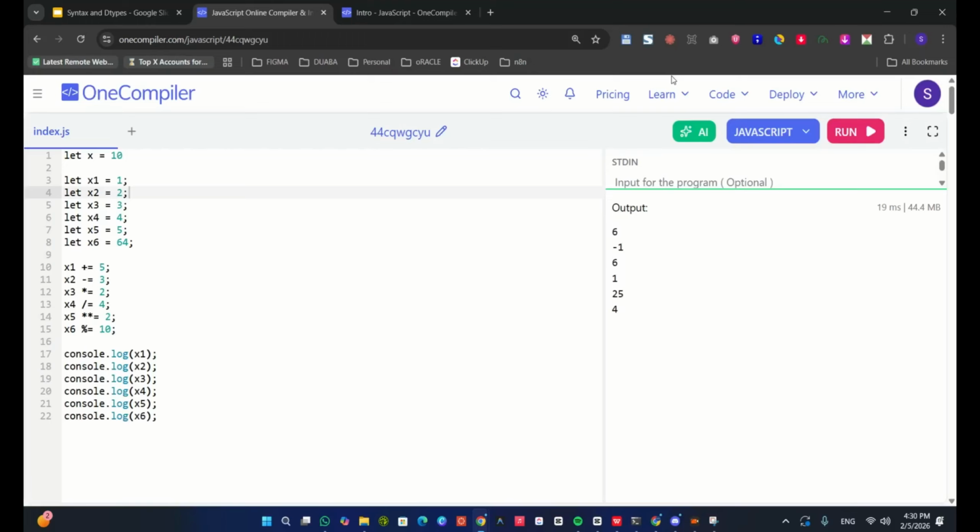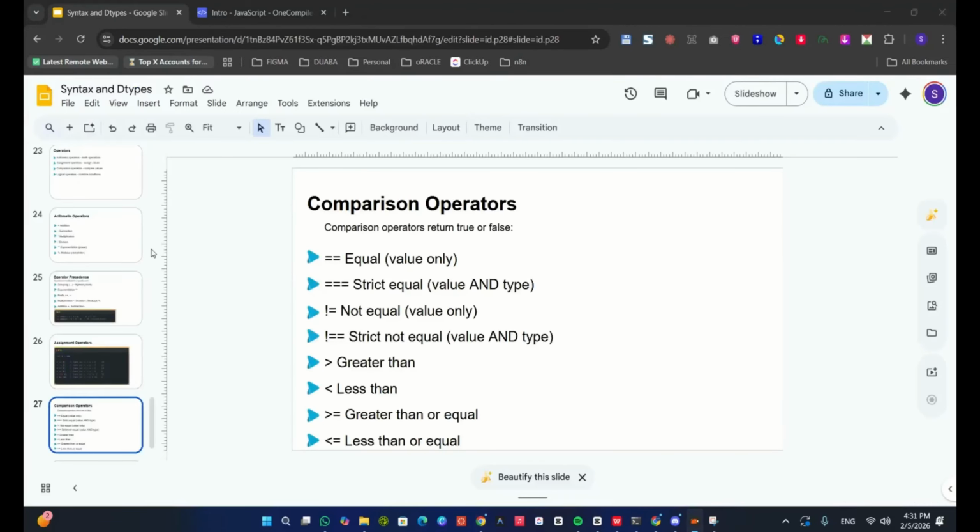So let's take a look at the results. From the terminal, you can see the first resulting value we have is 6. We also have -1, which is coming from the subtraction part. We have 6 coming from the multiplication part. We have 1 coming from the division part. We have 25 coming from the exponents part. And also we have 4 coming from the modulus part.